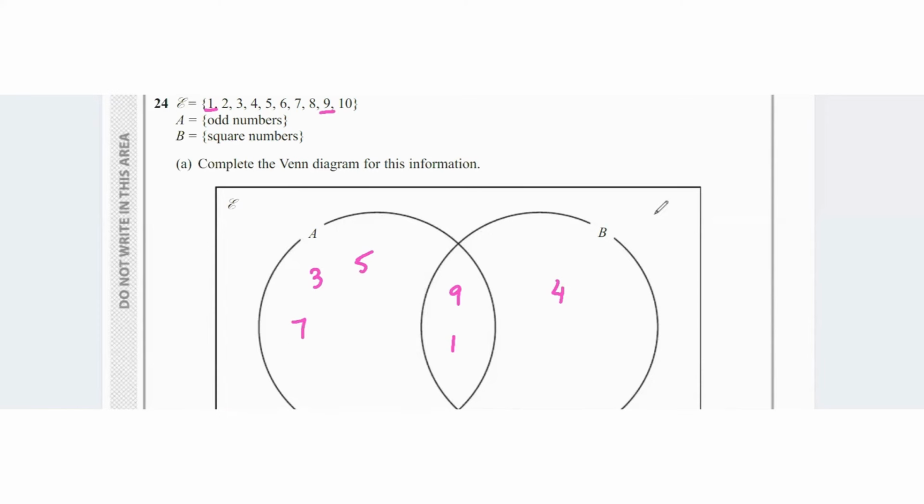So which means 2 will be outside, 6 will be outside, 8 will be outside, and 10 will be outside. These will be outside.